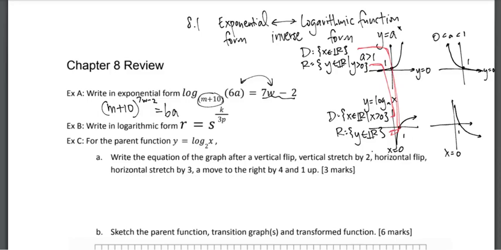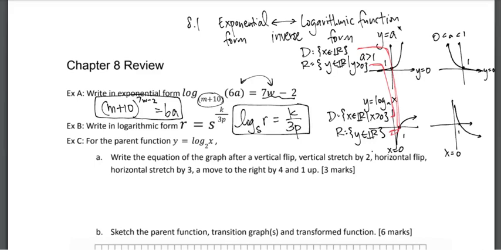Okay, so now we're going to do example B. You could pause and do example B on your own first. Write in logarithmic form. You just have to, again, switch these with that same base. So log base s of, and then r is going to be in our argument, and k over 3p is going to be our answer. Okay, so that's basically all you get from 8.1.